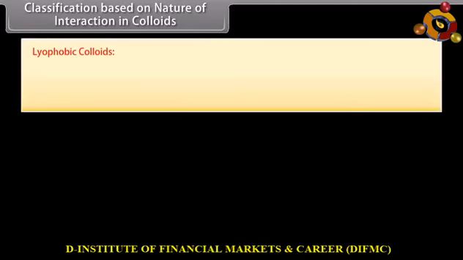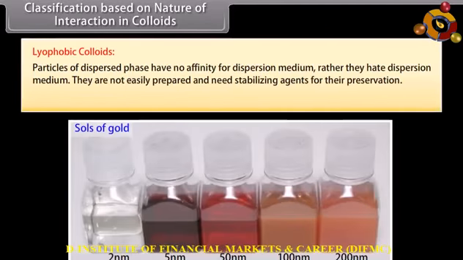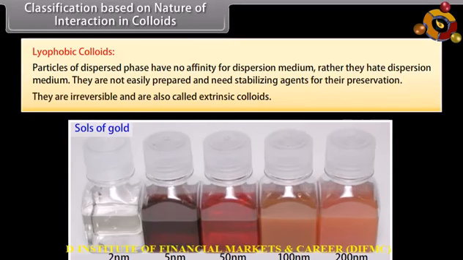Lyophobic colloids. Particles of dispersed phase have no affinity for dispersion medium. Rather, they hate dispersion medium. They are not easily prepared and need stabilizing agents for their preservation. They are irreversible. They are also called extrinsic colloids. For example, salts of gold, silver, and ferric hydroxide.